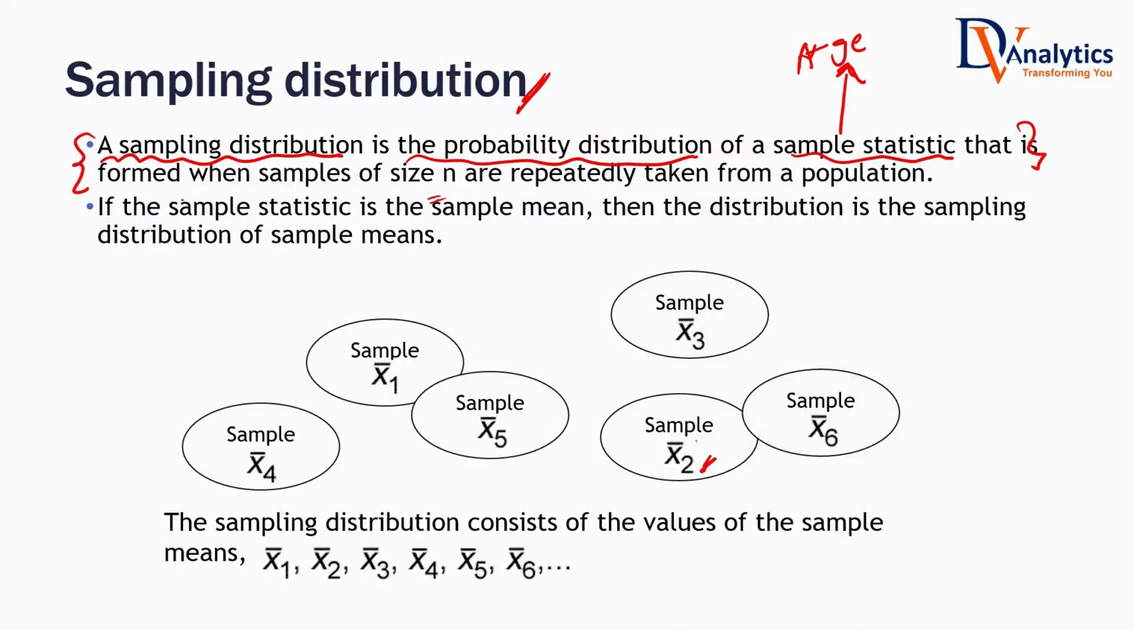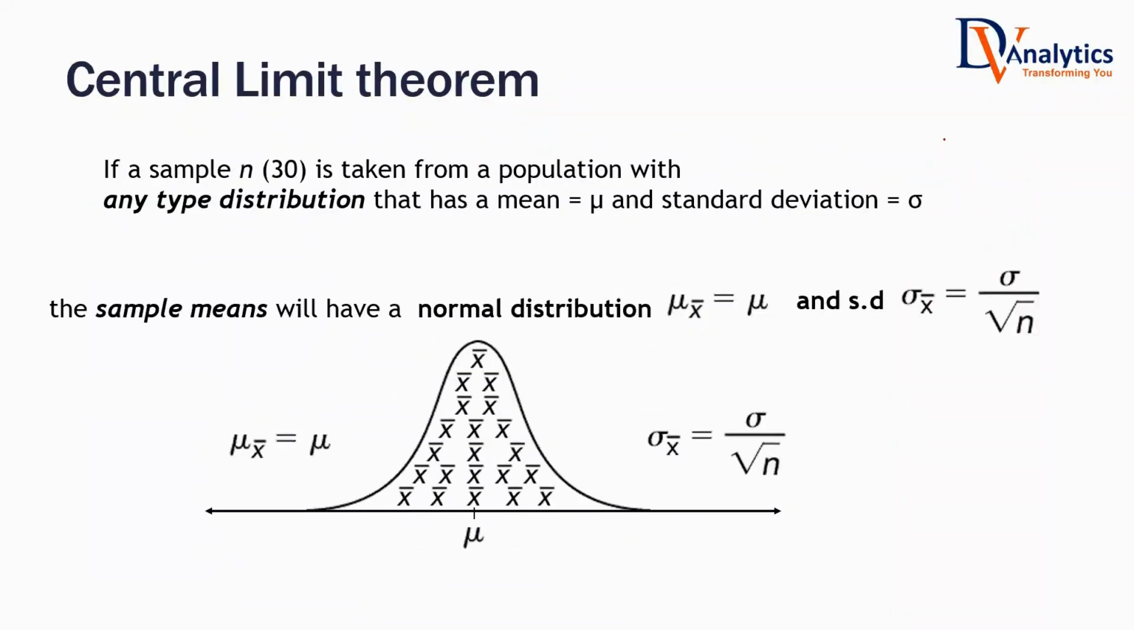Here n is 300, formed when a sample of size n is repeatedly taken from the population. So I'm taking a sample of 300 guys and every time I'm calculating their age. And the distribution of such average ages that you get from all these samples is known as the sampling distribution. And why do we need to talk about the sampling distribution of a sample statistic? Because it is connected to the central limit theorem.